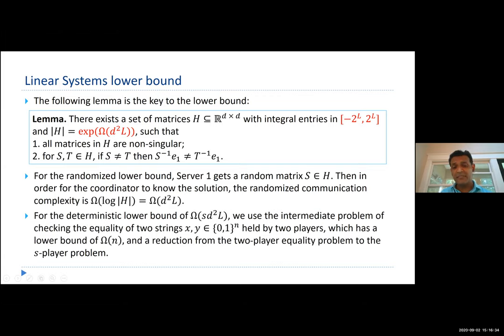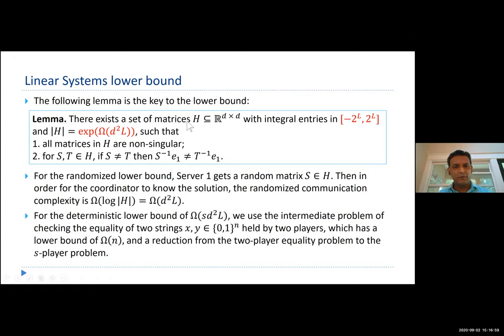And then for the deterministic lower bound, we use the intermediate classical problem of checking the equality of two binary strings. This has a deterministic lower bound of N. And that's for two players. Then we use a reduction from this two-player problem to the S-player problem, which picks up a factor of S over log S. And that's how the whole lower bound is shown.